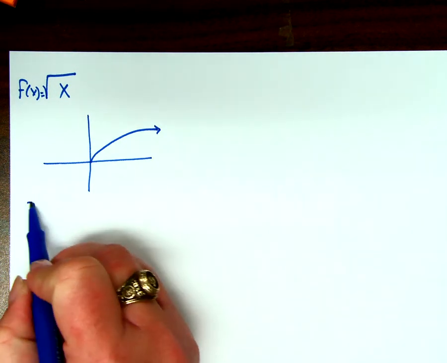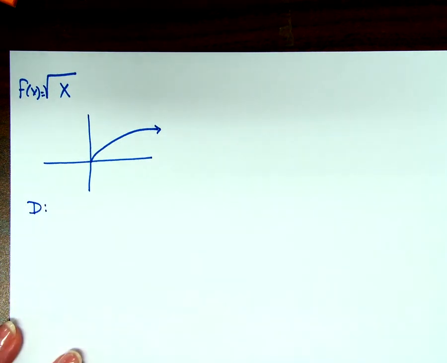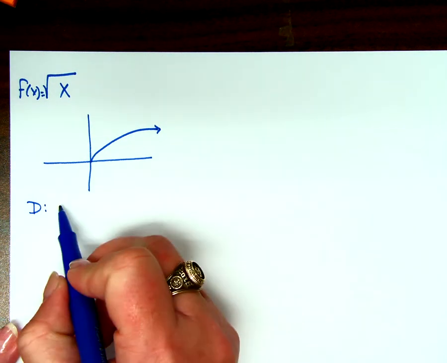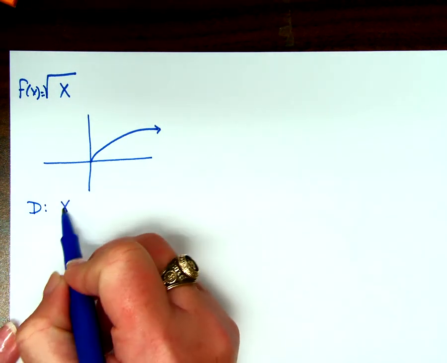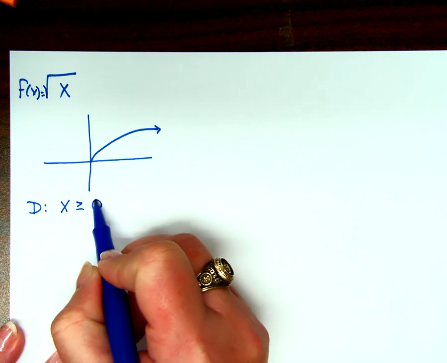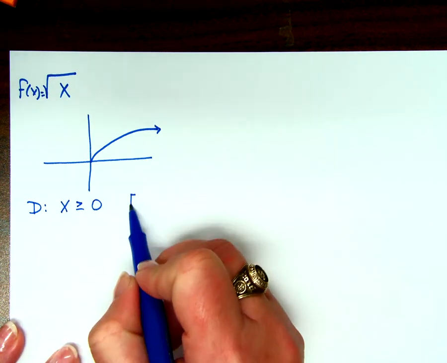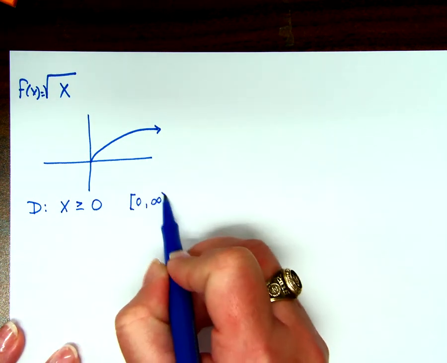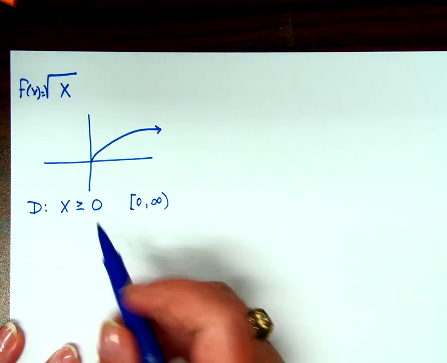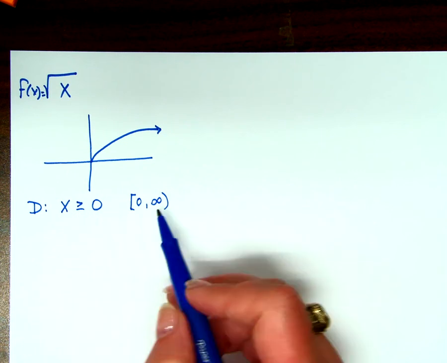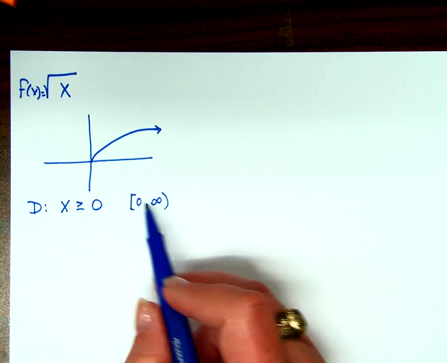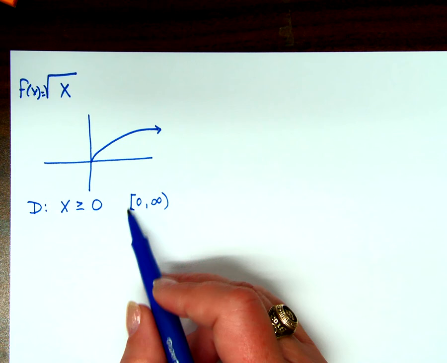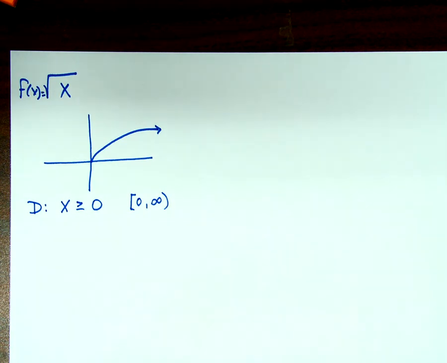What's the domain of this function? How far to the left does it go? 0. How far to the right does it go? Infinity. So we say, or we say, right? Either x is greater than or equal to 0 in inequality form, or in interval notation, we say from 0 to infinity. 0 to infinity, 0 is included and infinity is not.